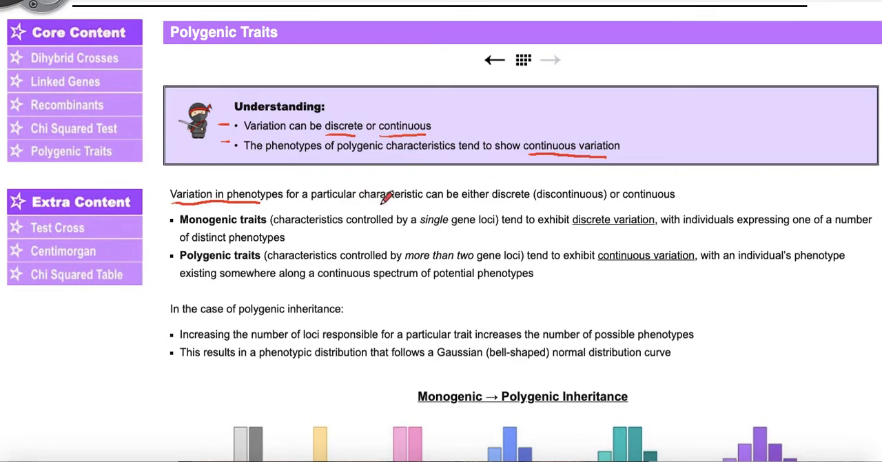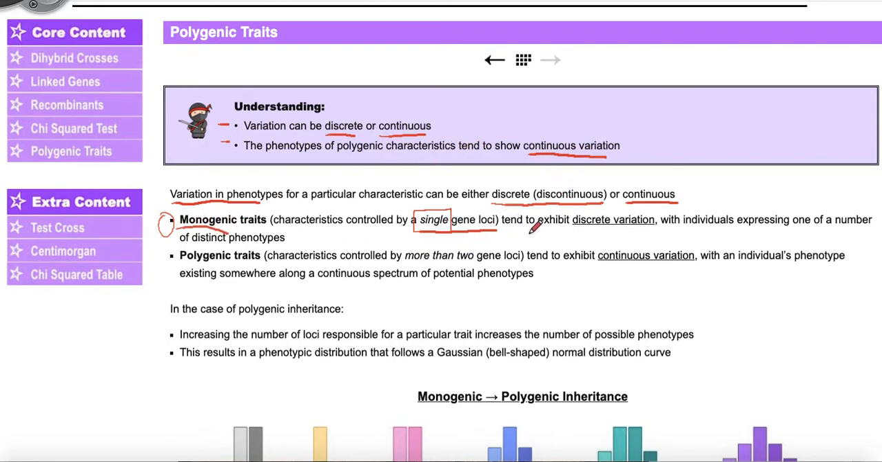So a particular characteristic, or a particular trait, for example, eye color, hair color, height, or in Mendel's case, pod shape, seed color, can either be discrete, discontinuous, or continuous. So when we think of monogenic traits, these are traits that are characterized by a single gene loci. And the gene loci is the position of the gene with the allele variations. So a single gene loci is a monogenic trait.